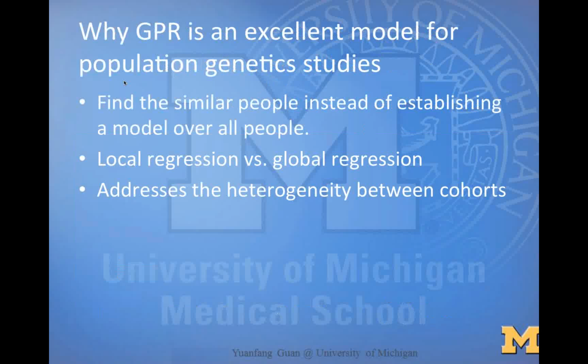So there are several reasons that I think GPR is an excellent model in this situation. First, it finds similar people instead of establishing a model over all people. This makes sense because it is possible that the data from European people may look totally different from Asian, and women may totally look different from men. Then a traditional regression method would lose its power under those circumstances. But it's highly unlikely that one cannot find someone that is similar to you in the training population.